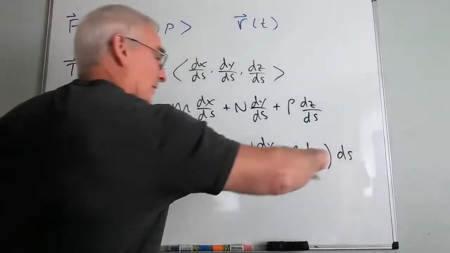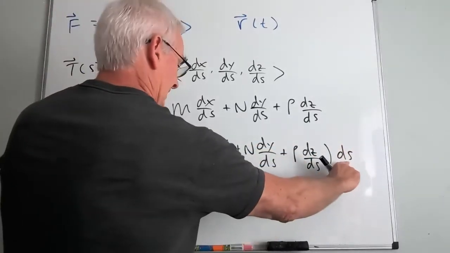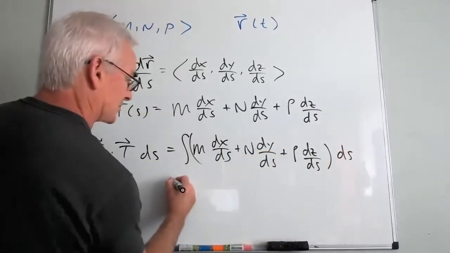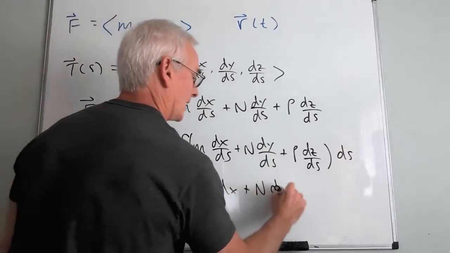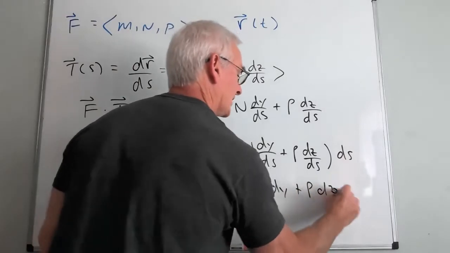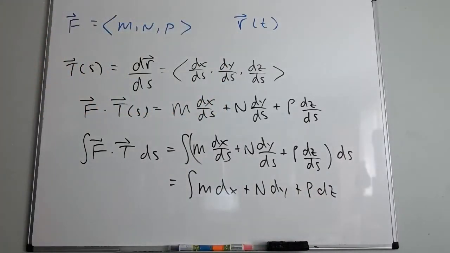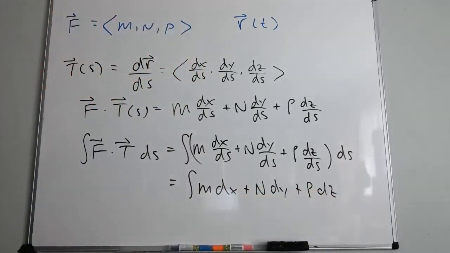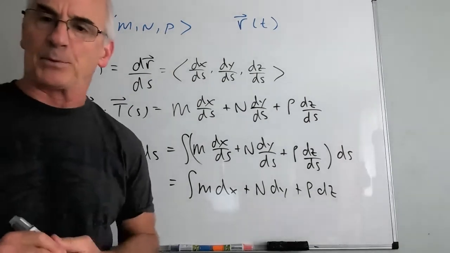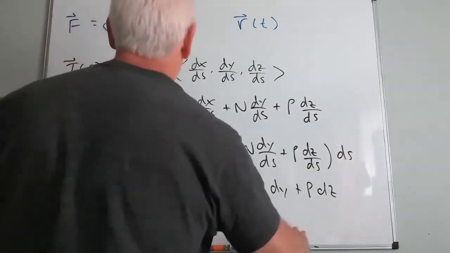All right, so we get this, but then the same reasoning. If I'm integrating with respect to s, this just becomes M dx plus N dy plus P dz. And the beauty is it didn't matter if I was integrating with respect to time or with respect to arc length, I still got the same form of the integral. So these are the different representations of work. Let's do a couple of examples before we move on to the next bigger stuff.